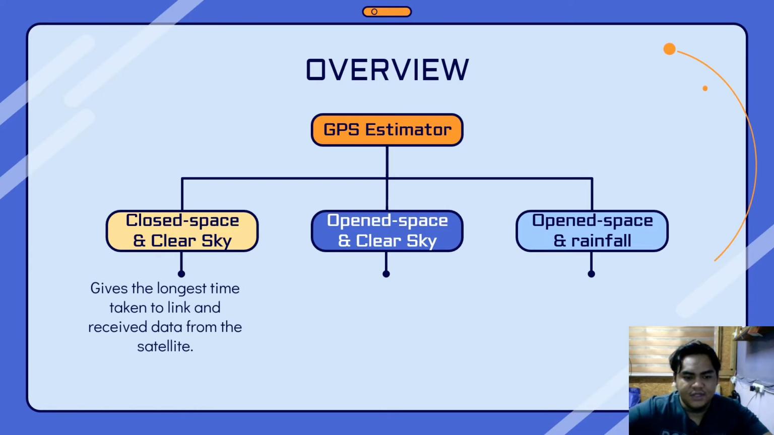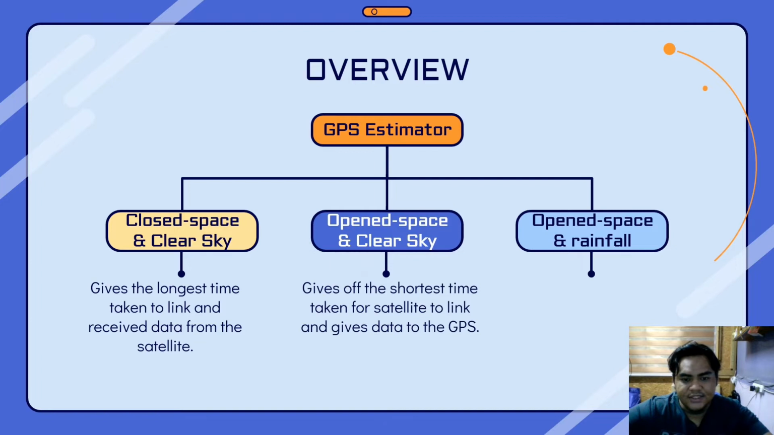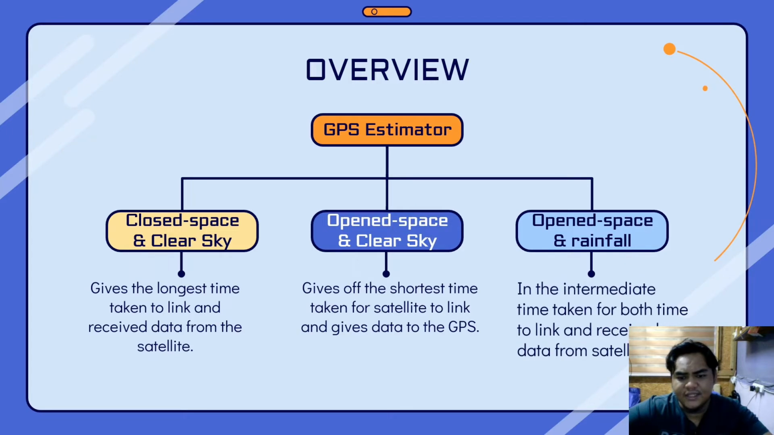Closed space and clear sky gives the longest time taken to link and receive data from the satellite. Open space and clear sky give off the shortest time taken for satellite to link and give data to GPS. Open space and rainfall is the intermediate time taken, for both time to link and receive data from the satellite.